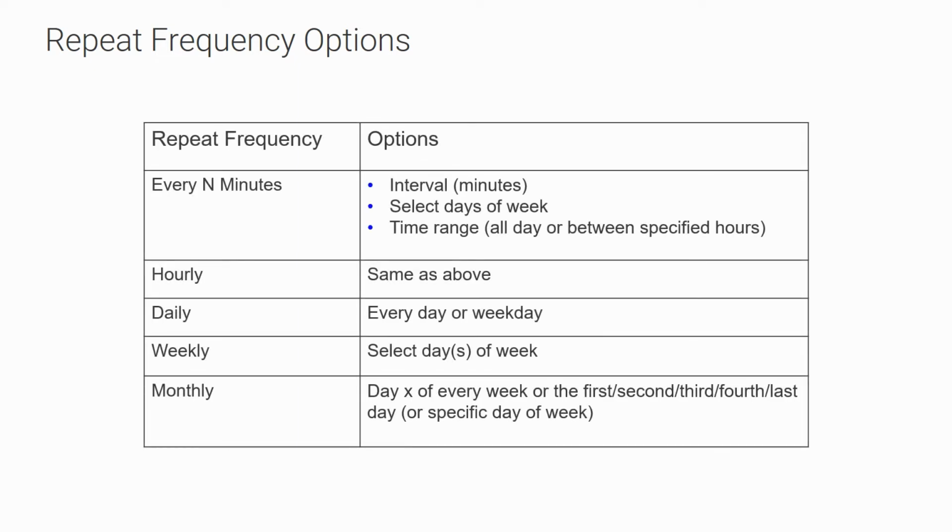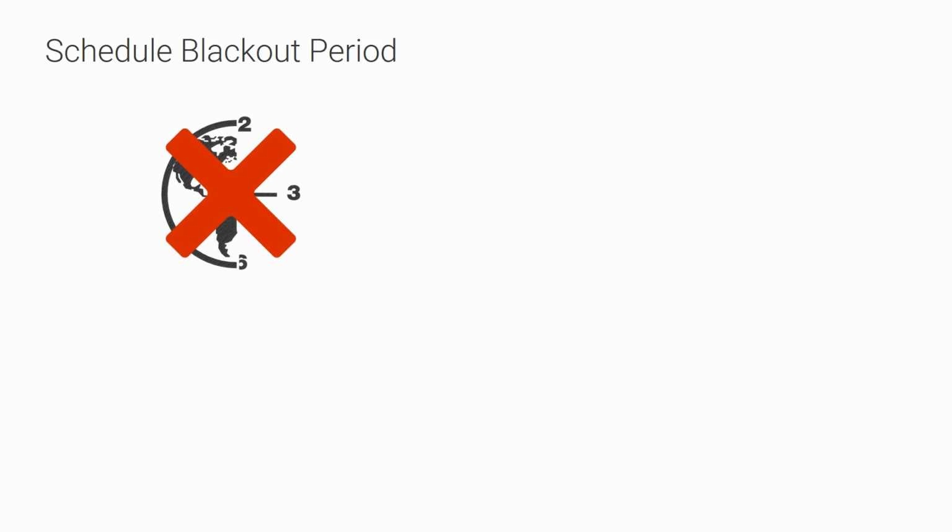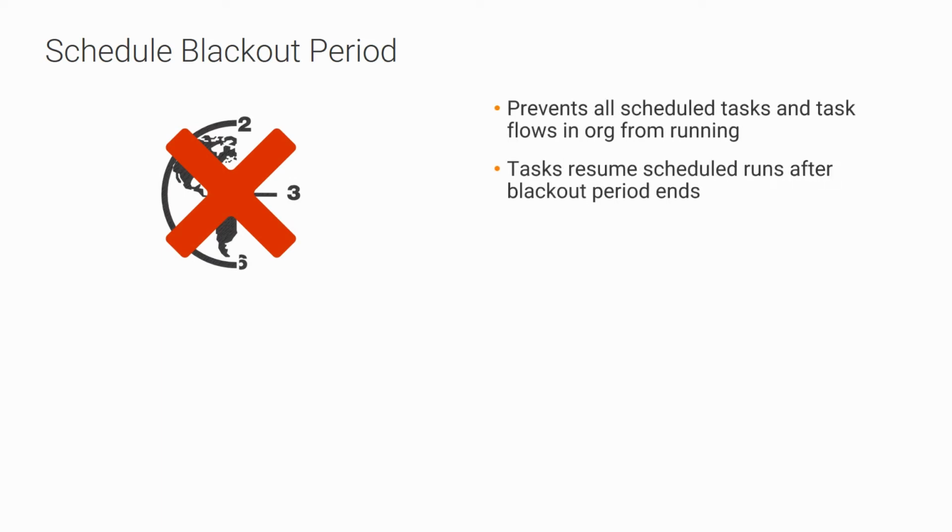So just to review, depending on which repeat frequency you select, you will need to define one or more additional options for the schedule. You can also configure a blackout period for your org. A blackout period prevents all scheduled tasks and task flows in the org from running during a specified time period.